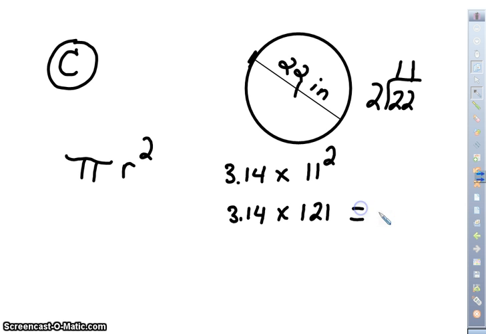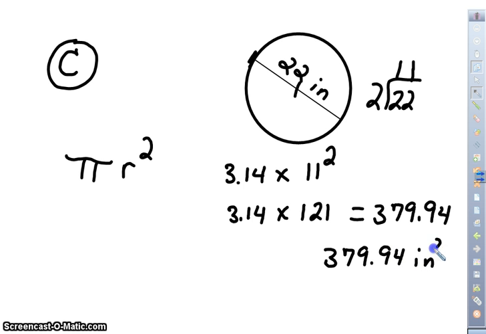And then you'll multiply that by 3.14, and you end up with 379 and 94 hundredths. Since it is in the hundredths place value, completely done, I'm going to rewrite it over here with my unit of measurement, square inches.